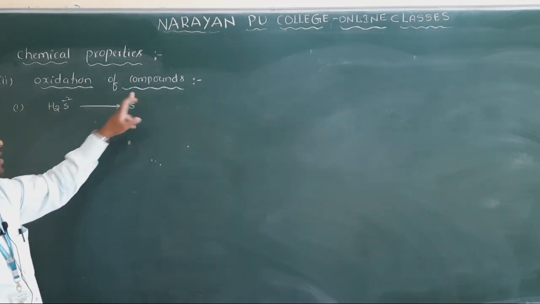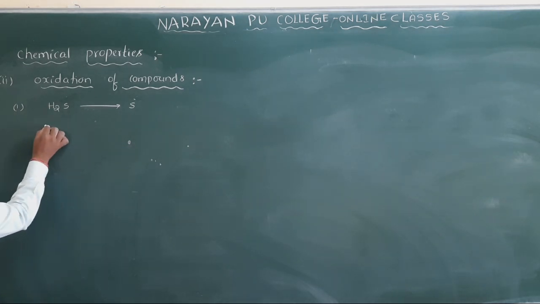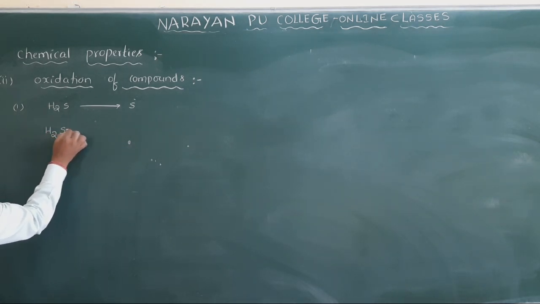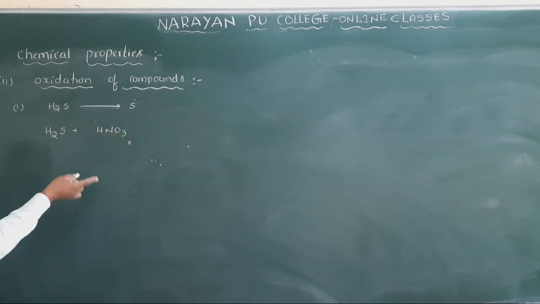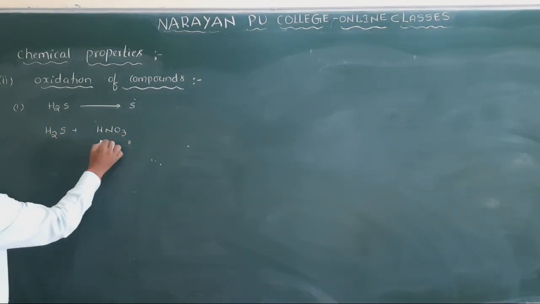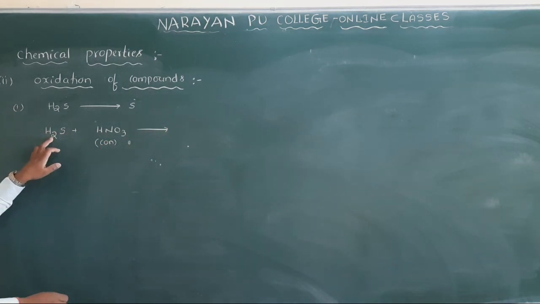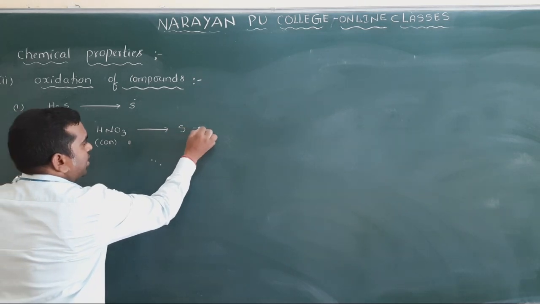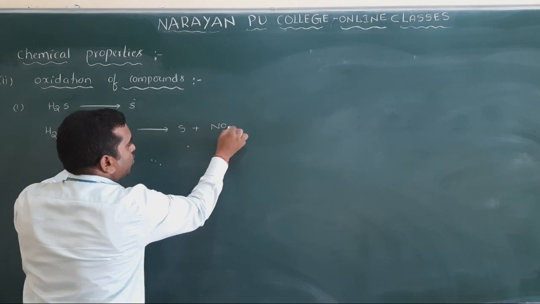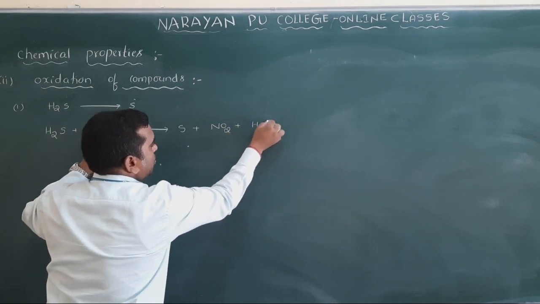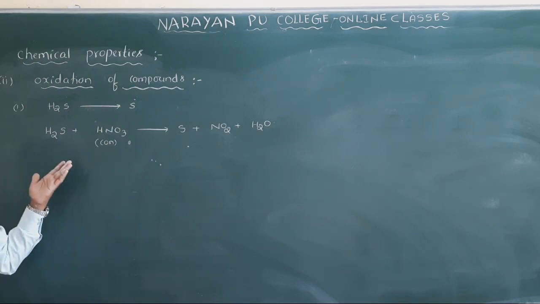Clear? H2S is a compound. So how does it oxidize? Take H2S and HNO3. I mentioned here both the dilute and the concentrated. If I take concentrated HNO3, say the products: H2S is oxidized to sulfur, and concentrated HNO3 is reduced to NO2 and also gives H2O. That is balanced here. I already mentioned how to balance it.